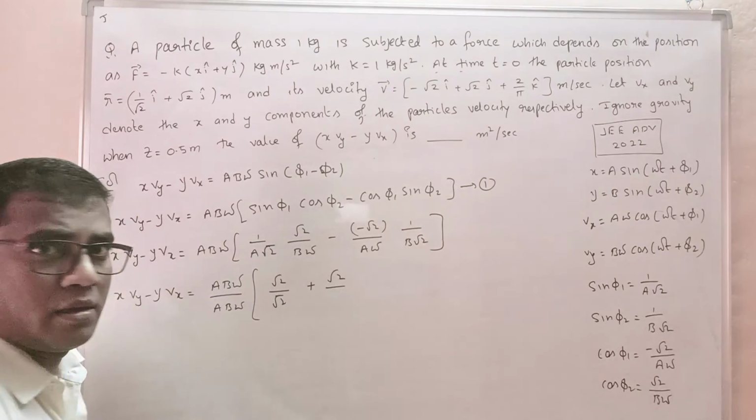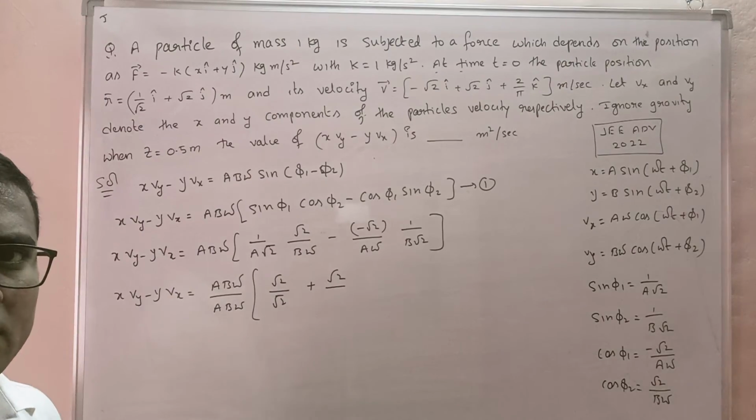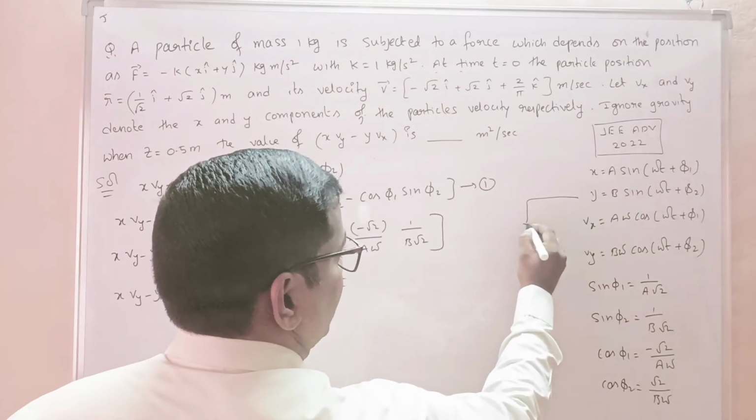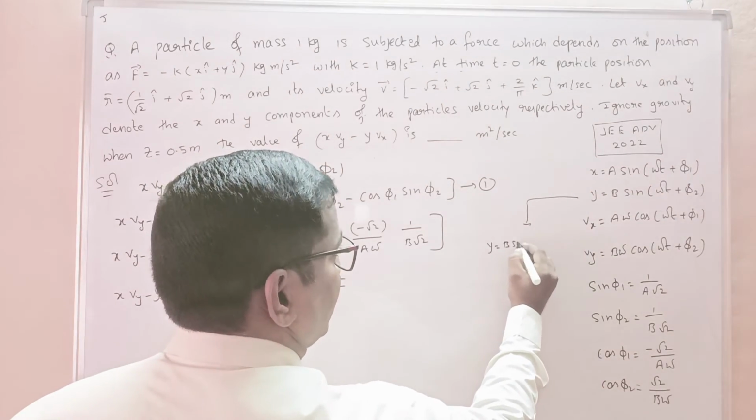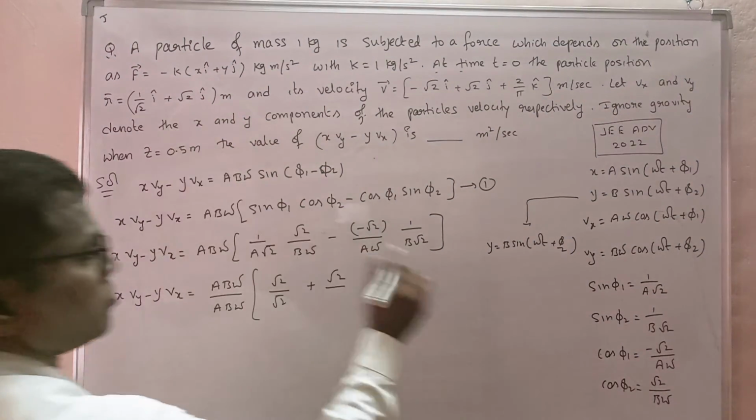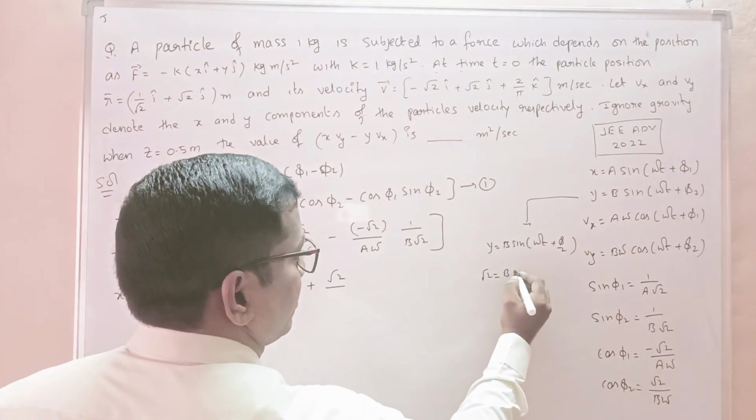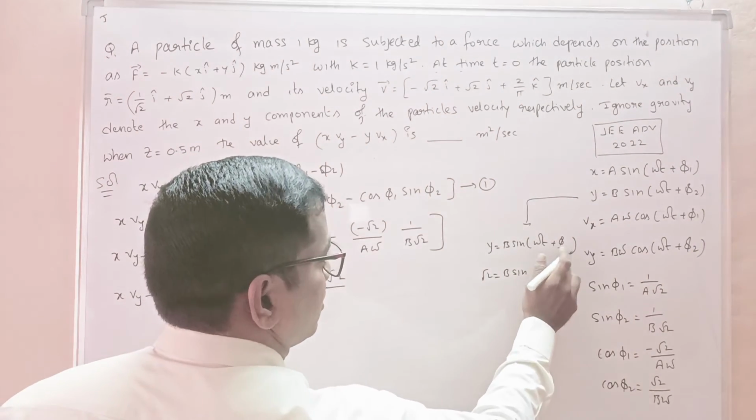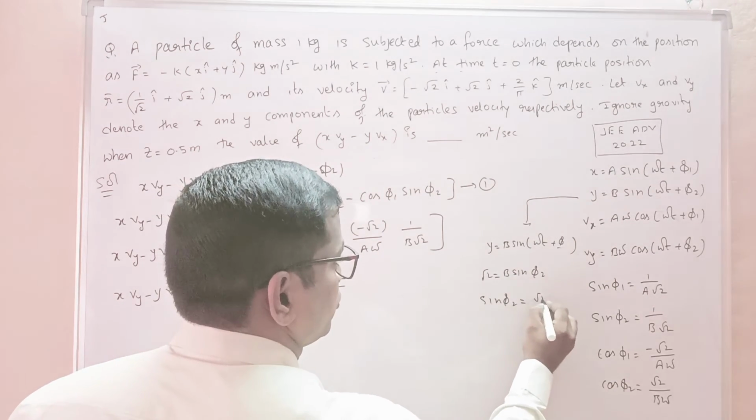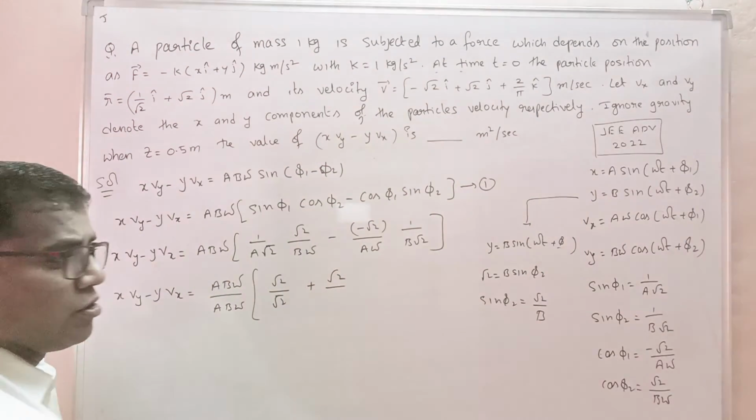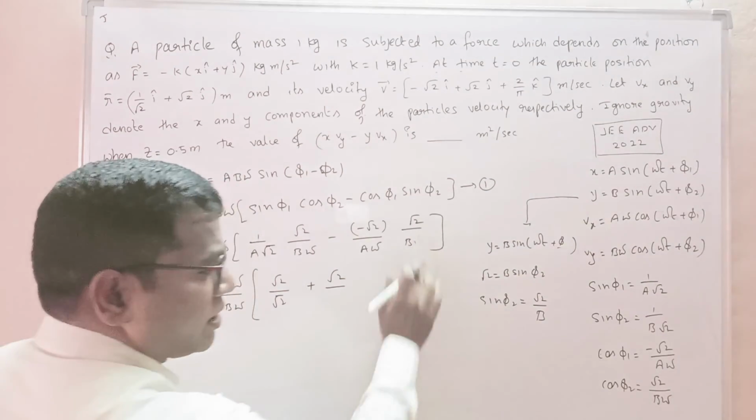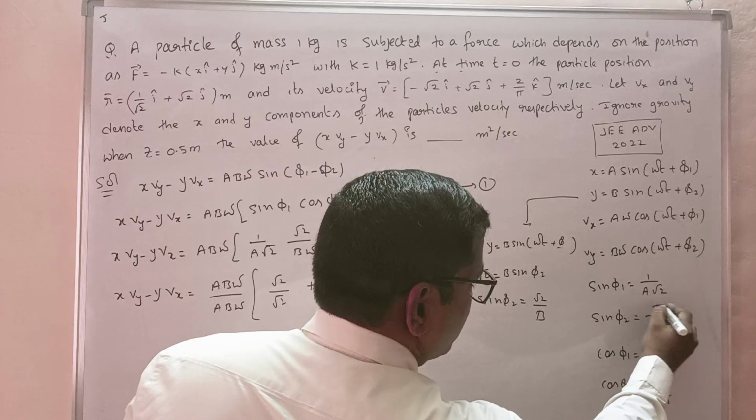Just check again, here I am checking the sin phi 2 value. y is equal to b sin(omega t plus phi 2). So y is given as root 2. Root 2 is equal to b sin phi 2 at t equal to 0. So sin phi 2 is root 2 by b.